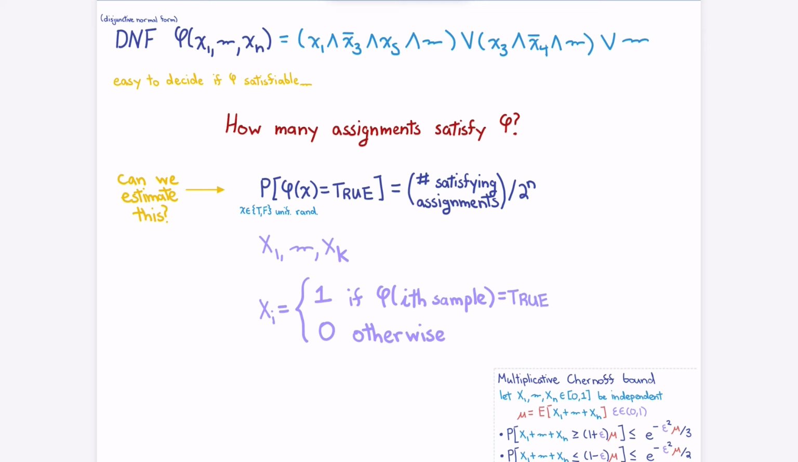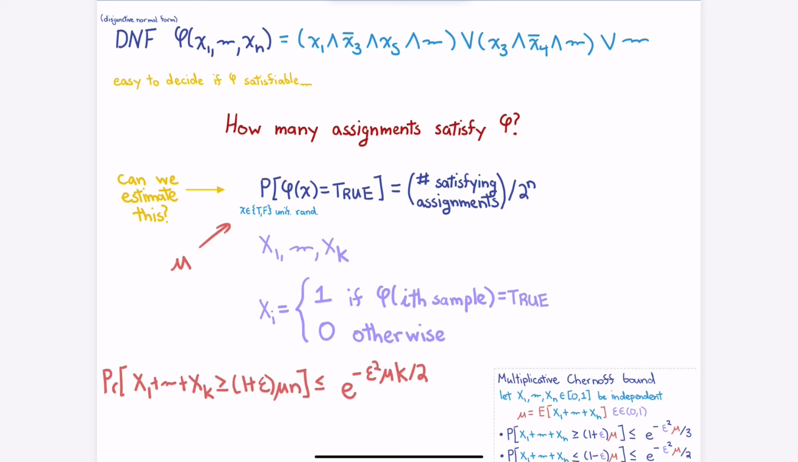Okay, so now how many samples will we need? If I call this mu, that n should be a k again, but the probability of being too big by say 5% is going to be like e to the negative epsilon squared mu k over 2 or something. So how big should k be then?